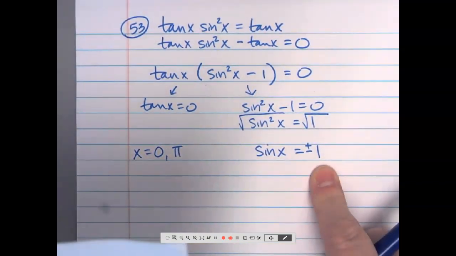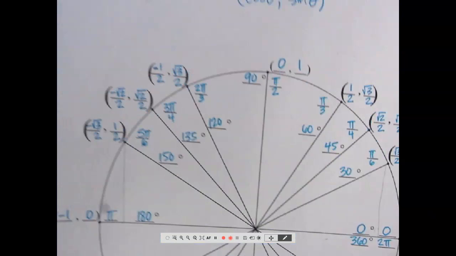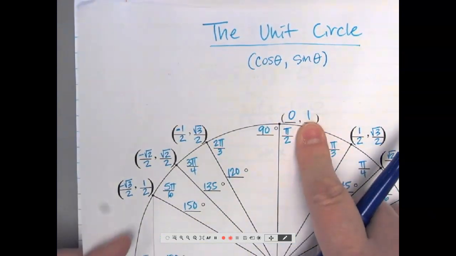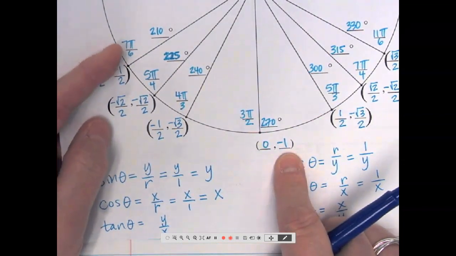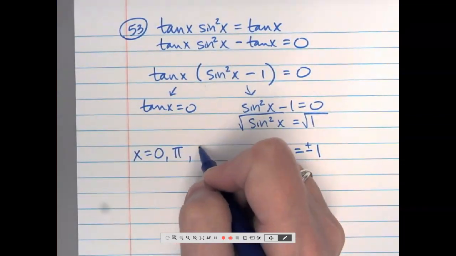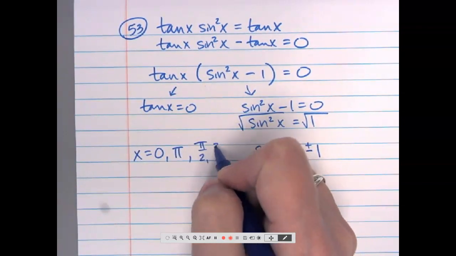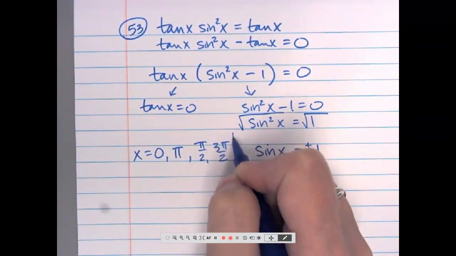Where is sine 1 or negative 1? Sine is your y coordinate. It is 1 up here at pi over 2. It is negative 1 down here at 3 pi over 2. So I'm going to add pi over 2 and 3 pi over 2 to my solutions.